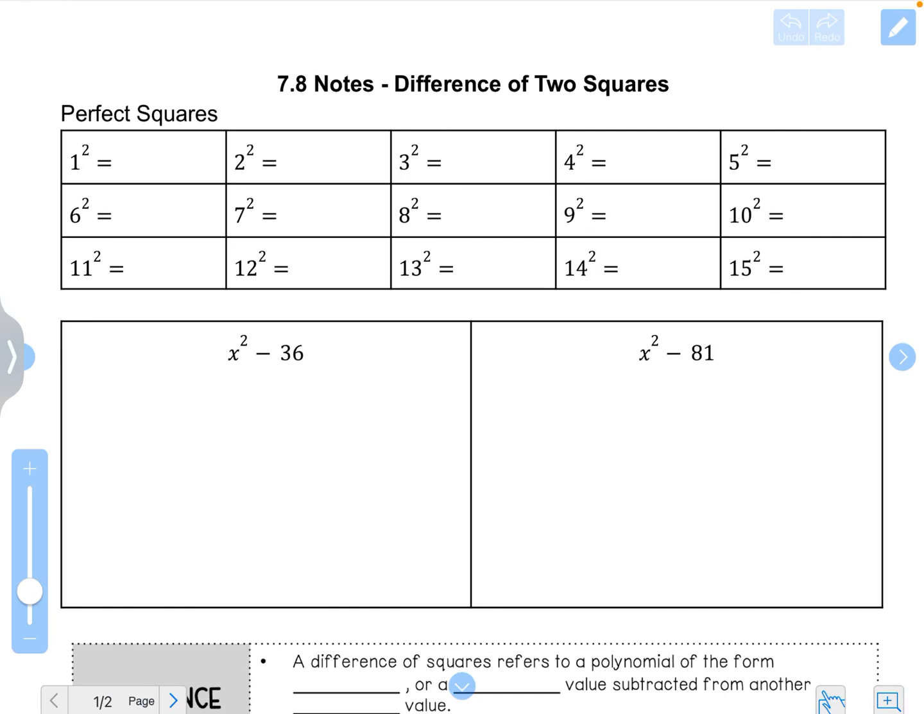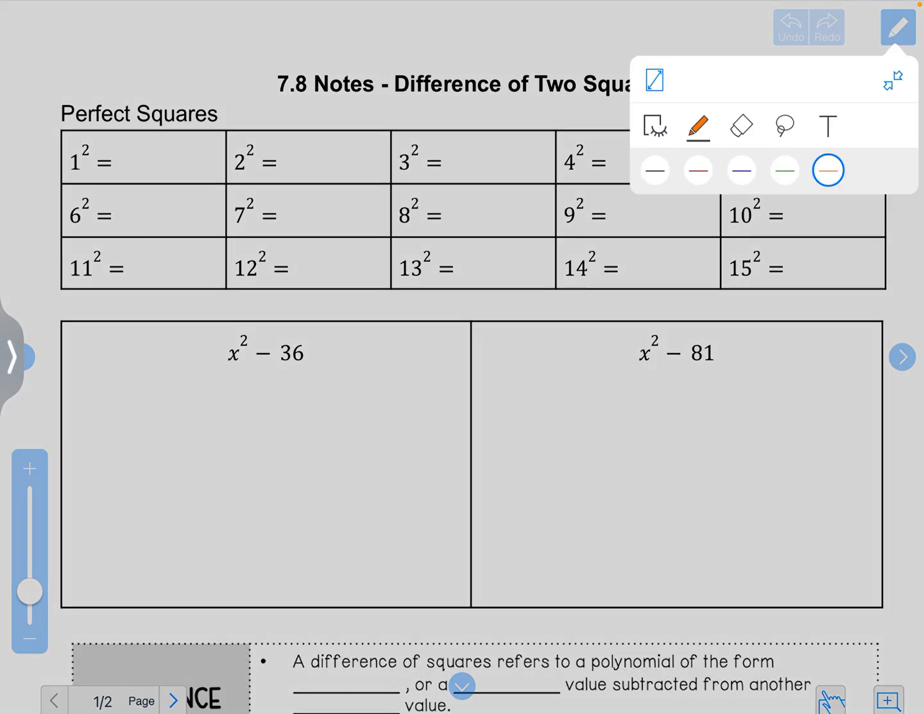And today we're going to talk about two special tricks that we can do with factoring. I'm going to show you how to do it without the trick, and I'm going to show you how to do it with the trick. So just pick the method that works best for you.